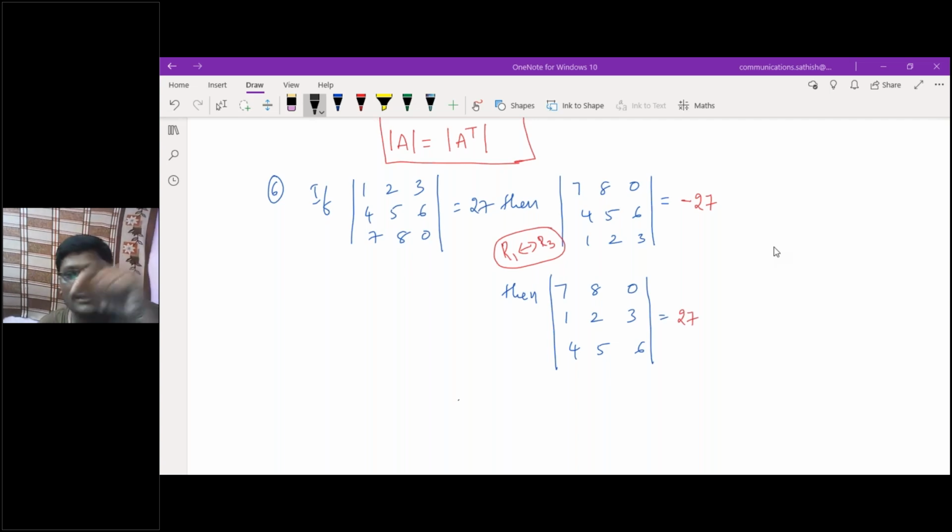Yes, sir. So that is the reason why I'm concluding that for an odd number of interchanges, the determinant will be multiplied by what? Minus 1. For an even number of changes, the determinant will be multiplied by what? Plus 1. Am I correct? Yes, sir.